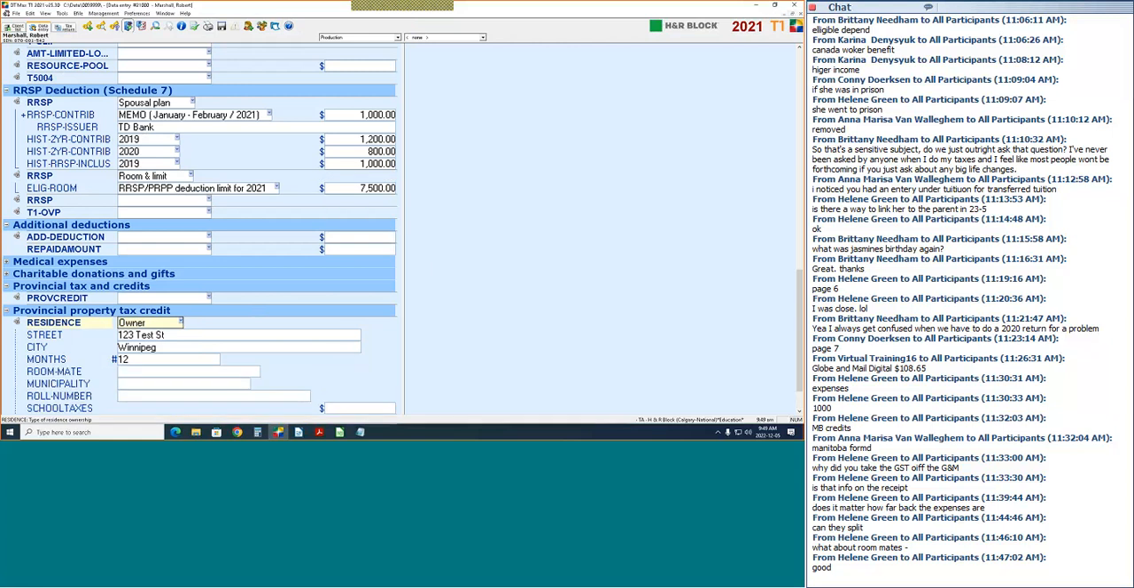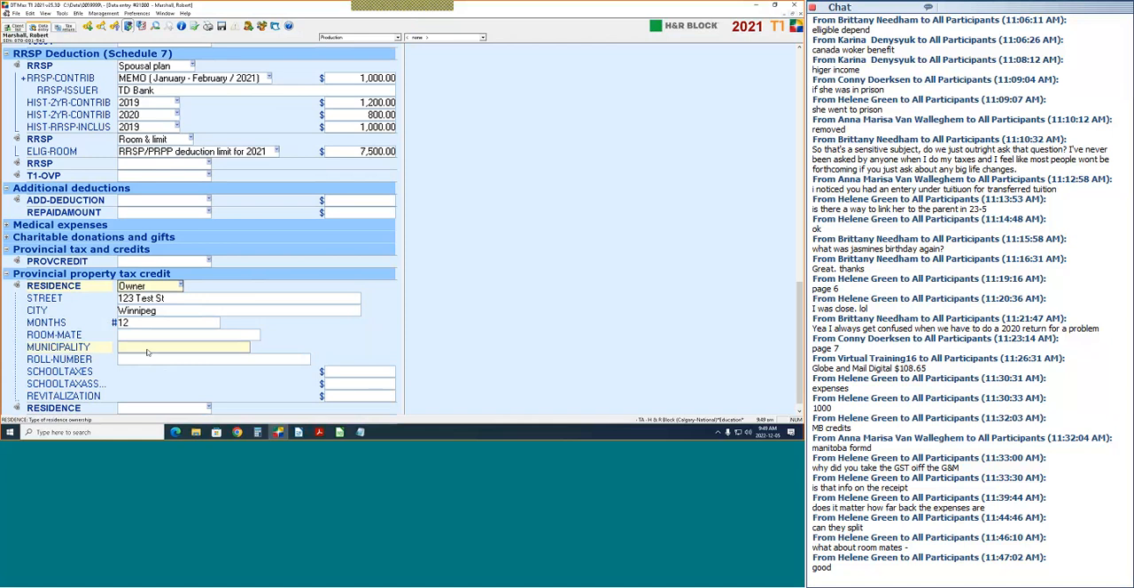It's still going to ask me for the address and the number of months, but now it wants to know the municipality. You're going to get this from the property tax statement. Again, you're going to need the property tax statement to do this. So you're going to look for the municipality, Winnipeg.